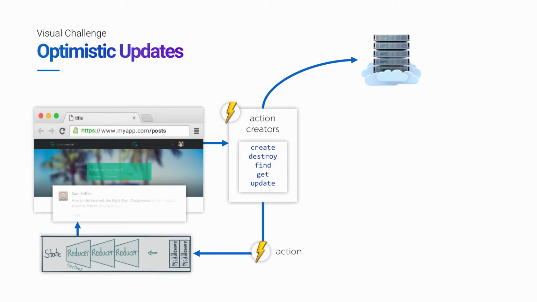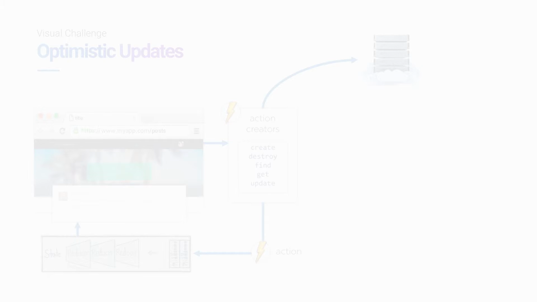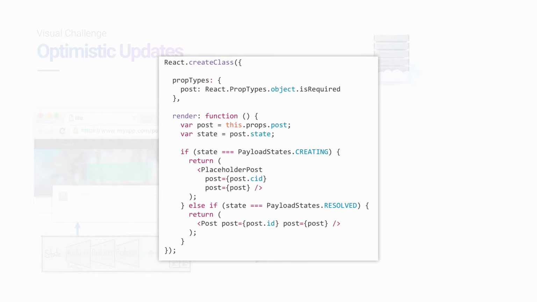But because the data doesn't really exist yet, we're going to show it faded out to let the user know we're in the process of creating their request. So here we're looking at our component, and we're comparing the post state to the payload state for creating, and then rendering our faded placeholder since the resource doesn't exist yet.